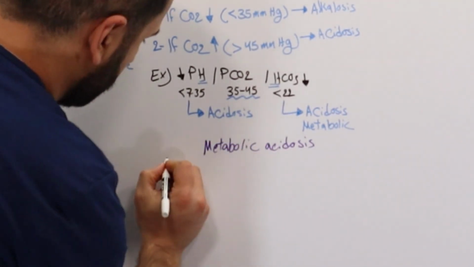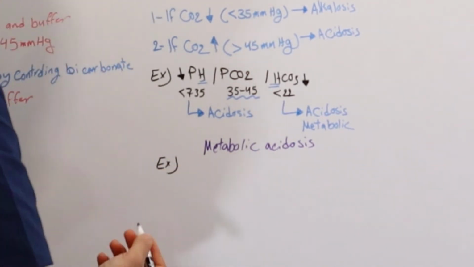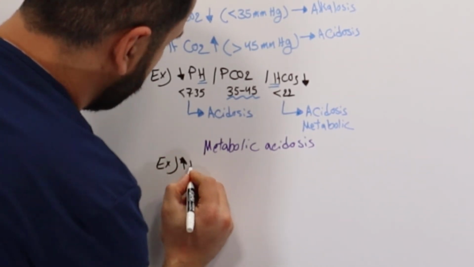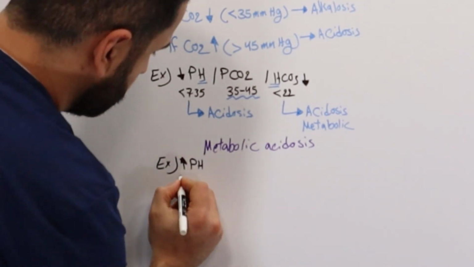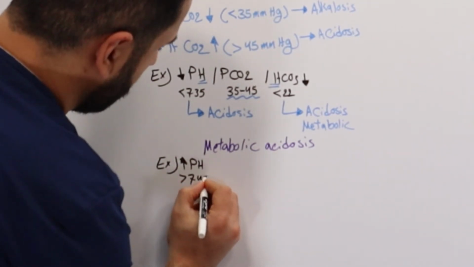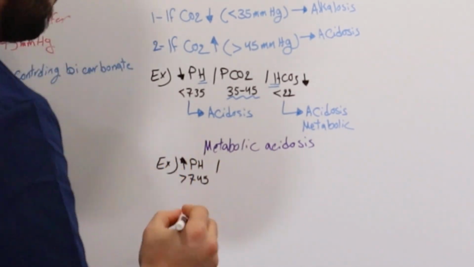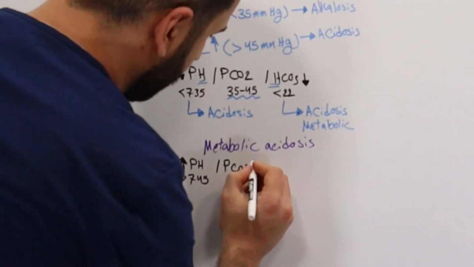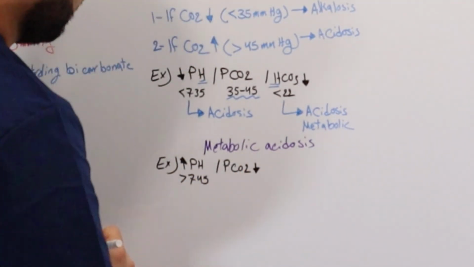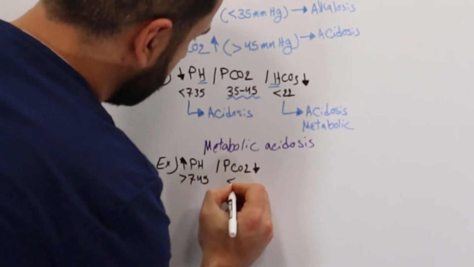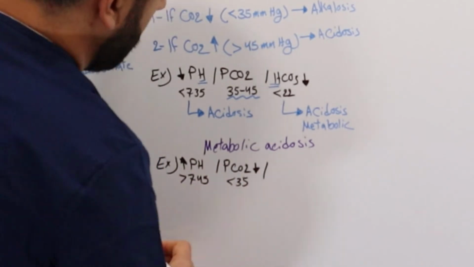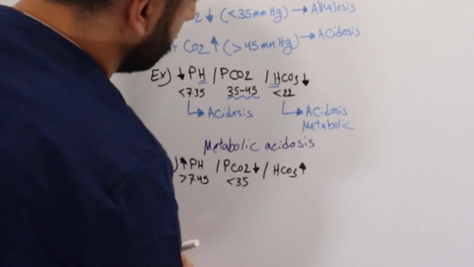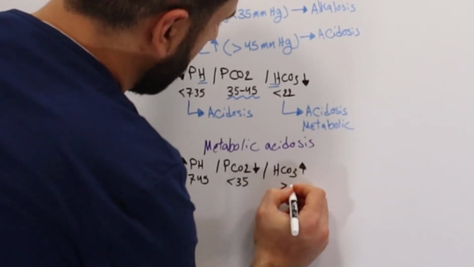So let's take another example. Let's take in this example that pH is actually increasing, which is larger than 7.45. And then what we have is PCO2 is decreasing, so let's say it's less than 35. And then HCO3 is increasing, so higher than 26.